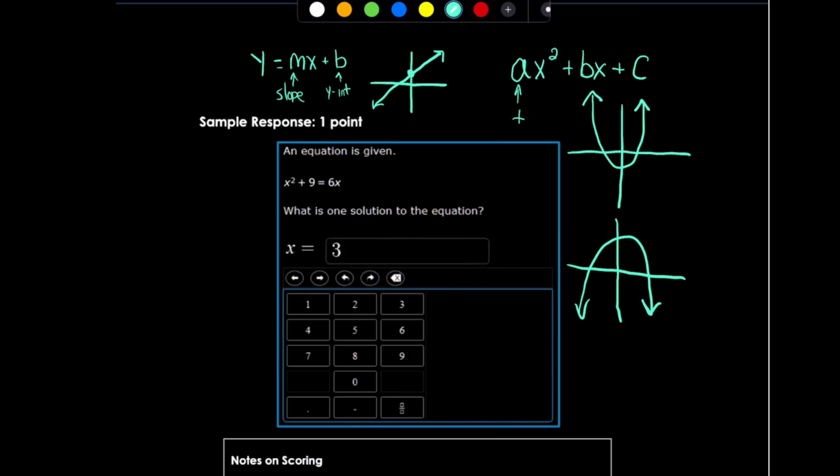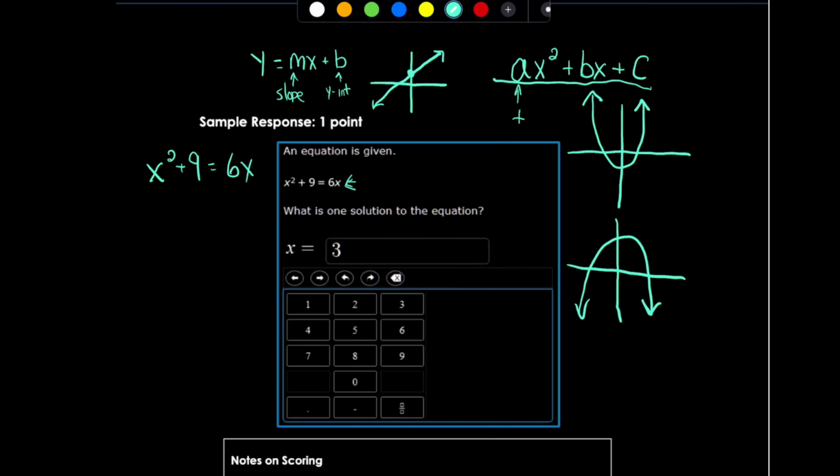So, when it gives you an equation, like for example, this first one right here, x squared plus 9 equals 6x. Okay? We need everything to be on the left. We need our equation to be in the form ax squared plus bx plus c. Okay? So we're going to have to use our standard algebra rules to move this over. So x squared plus 9 equals 6x.